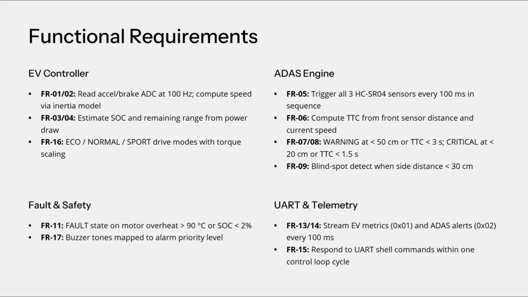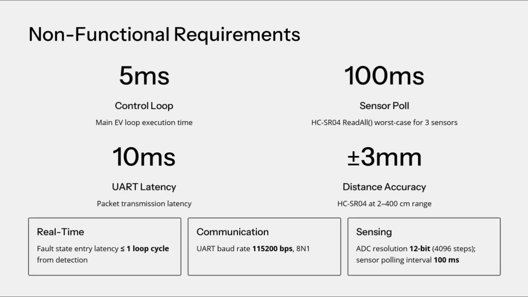ADAS engine monitoring checks whether the motor temperature or engine temperature is increasing or not. It also calculates the TTC, which means the time to collision. If any vehicle is coming to collide with our vehicle and is closer than 50 centimeters, it warns, and at less than 30 centimeters it detects and stops our vehicle. These kinds of safety systems are there in our project.